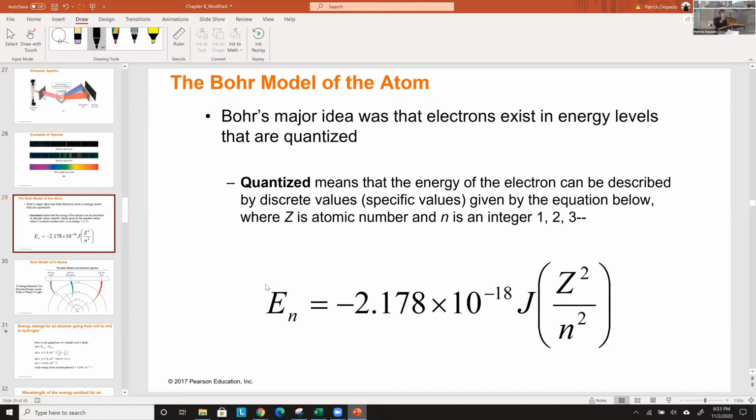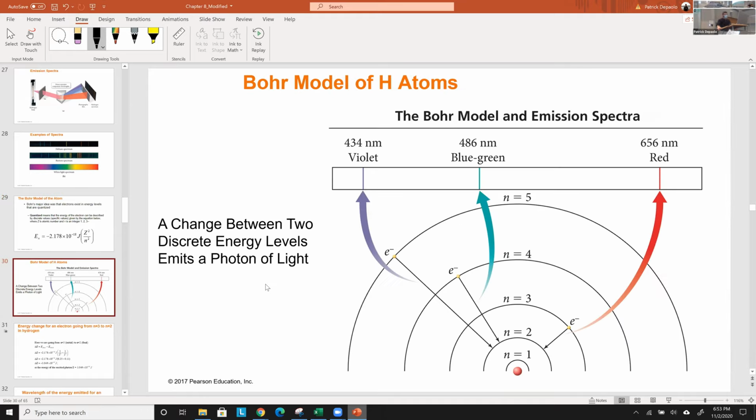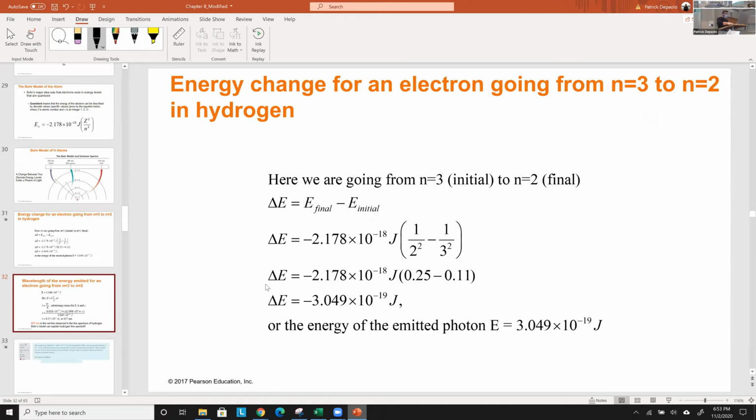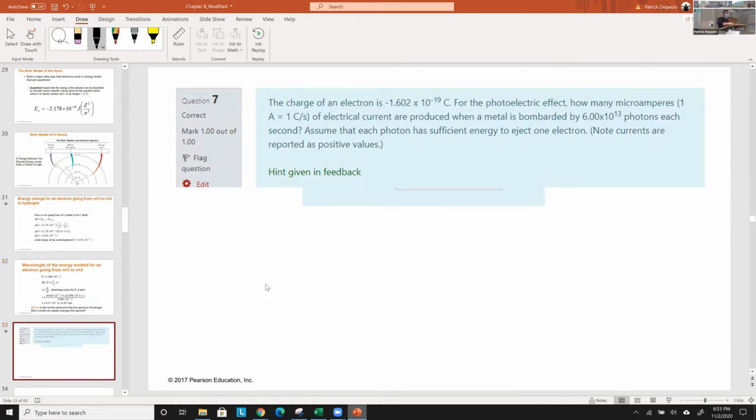And it's Z squared over N squared. And N is the number of the energy level: 1, 2, 3, 4, etc. And so we're going to do an example of this together, and then I'll give you a minute to do one on your own. Okay, so let's say... wait, are we doing one? Did I lie? Oh, no, I didn't lie. This one's different, though.